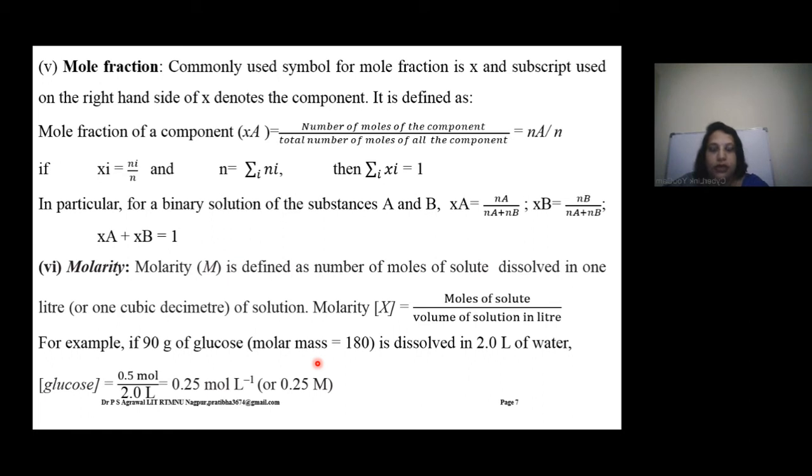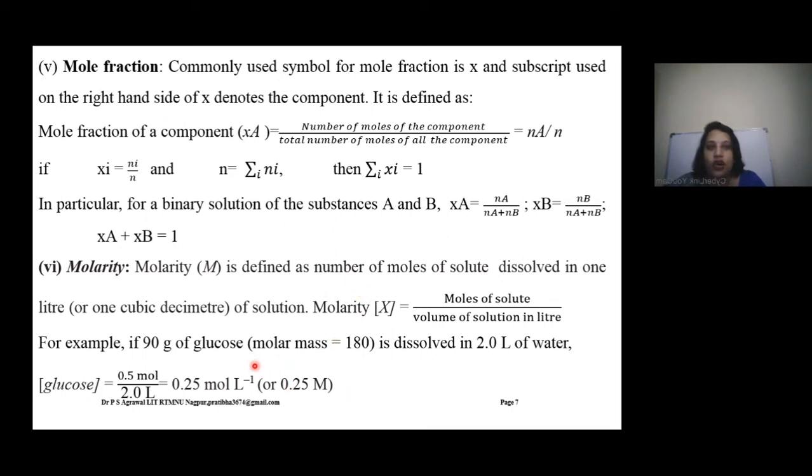Molarity, we can write it as M also. 0.25 M means 0.25 molar. Molarity, moles per liter. It is a concentration, amount of substance per unit volume. This is a very useful unit, especially for theoretical purposes.